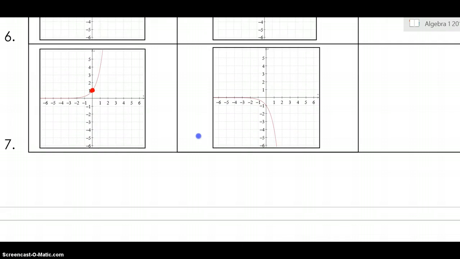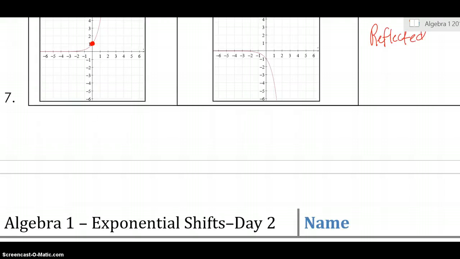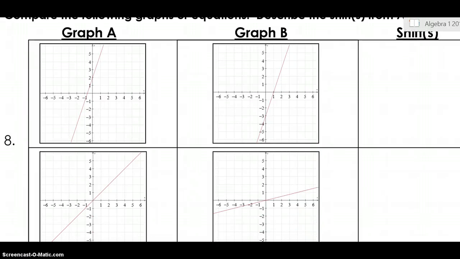Number 7 has a y-intercept of 1, and then it has a y-intercept in graph B of -1. Did that shift down too? No. What happened in this one? It reflected. It flipped over the x-axis, right? So it reflected, and it did not shift after that. Okay.